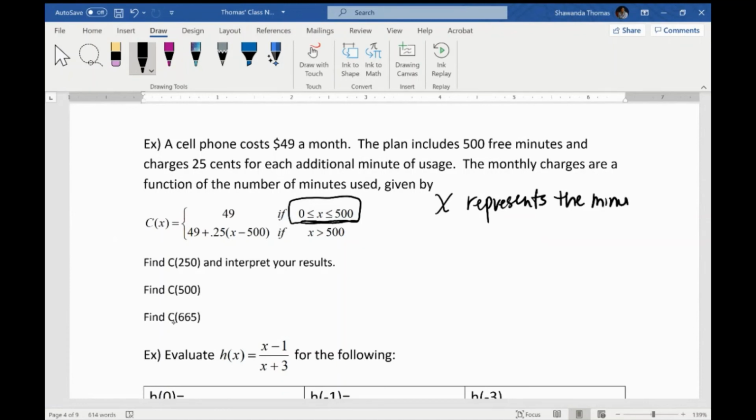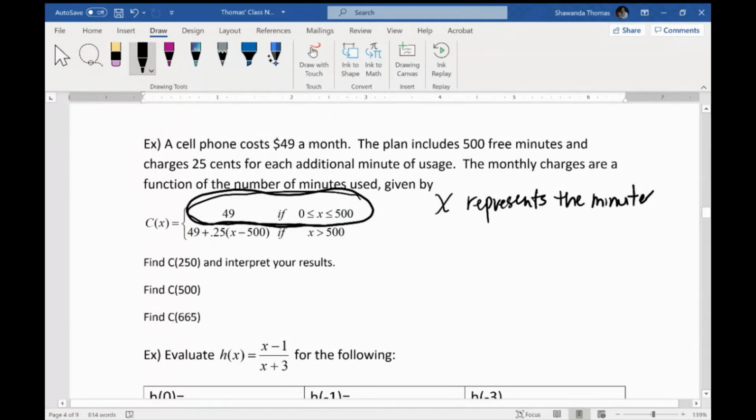So here it's saying, what do y'all think this first piece is saying then? The cost is what? If what? The cost is? If the minutes are less than 500. All right. If less than 500, then the cost would be $49. $49. Very nice.